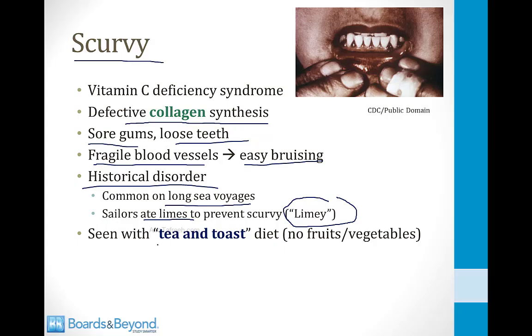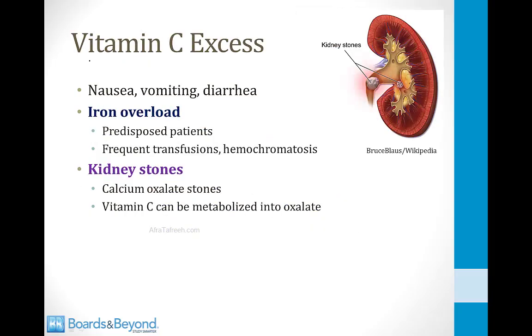It's also seen in so-called tea and toast diets when people are trying to lose weight. They don't eat any fruits and vegetables, and scurvy is possible. There is a syndrome that can occur if you consume excess vitamin C. It has nonspecific GI symptoms like nausea and vomiting and diarrhea.